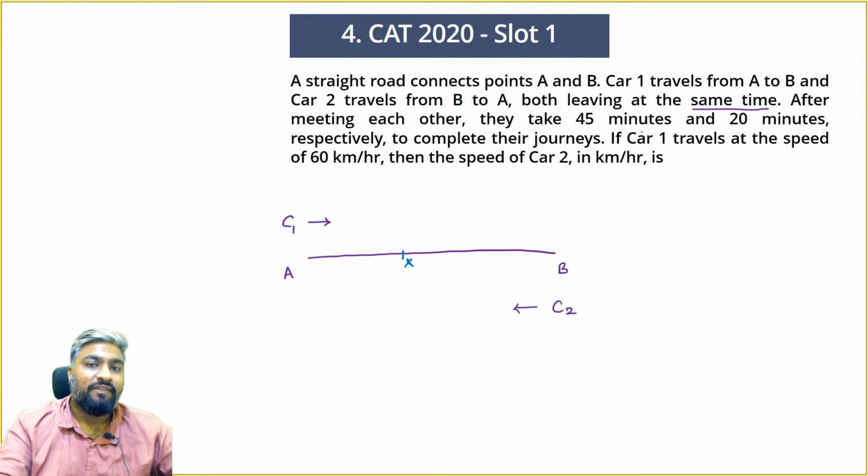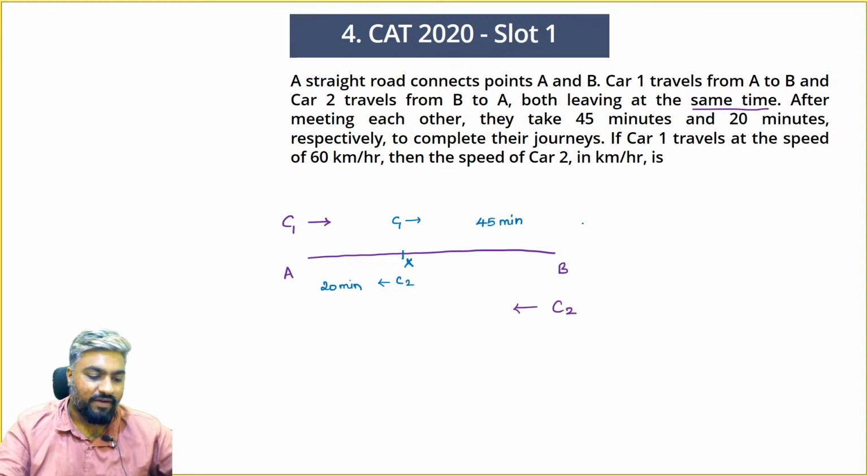They take 45 minutes and 20 minutes respectively to complete their journey. So car 1 currently is here, it's still moving. It will take how much? 45 minutes to cover this journey. And car 2, which is currently here traveling in this direction, will take how much? 20 minutes for the remaining. Correct? So from X to A, car 2 will take 20 minutes. From X to B, car 1 will take 45 minutes. Is it clear, guys?